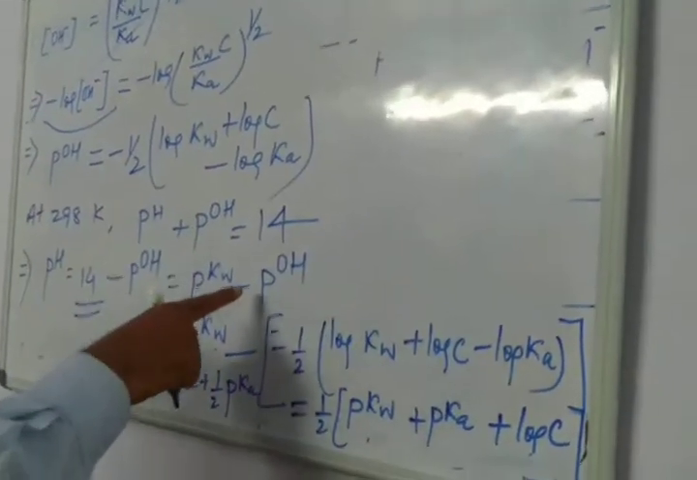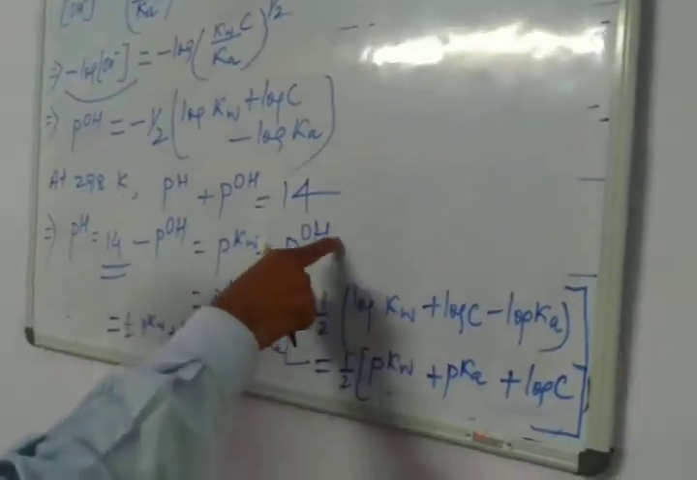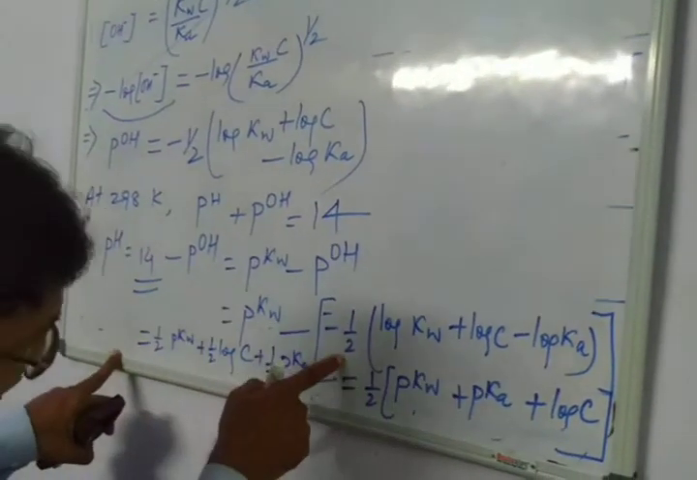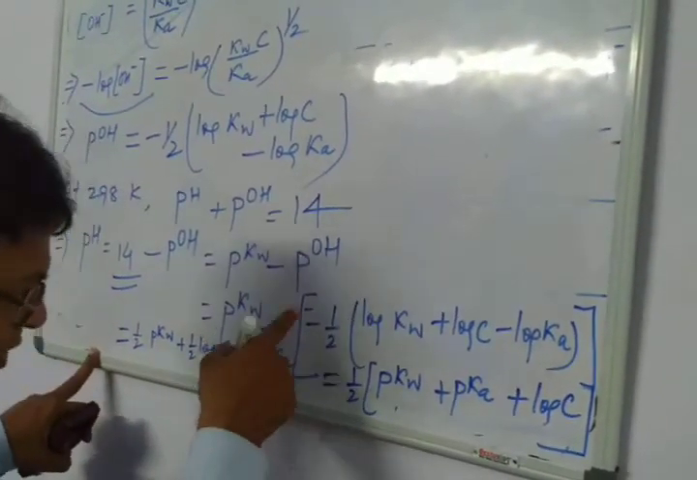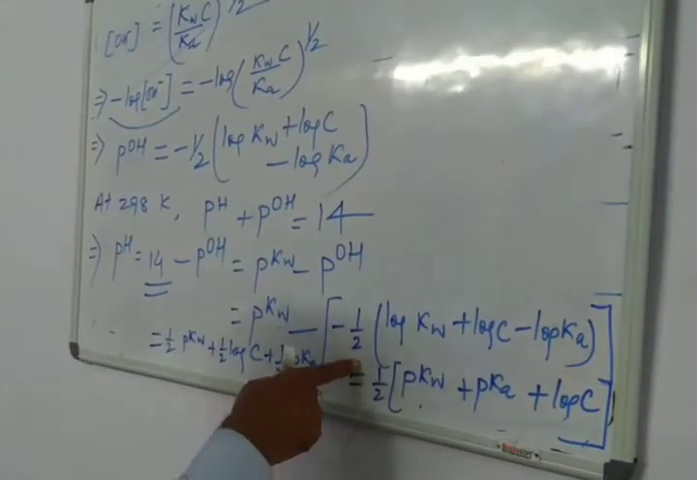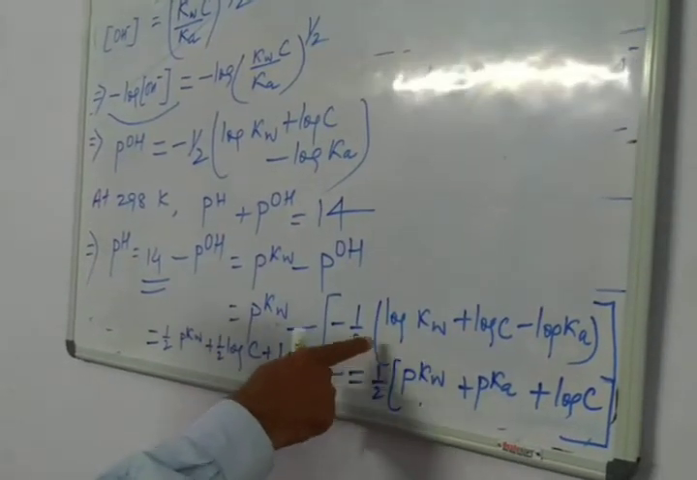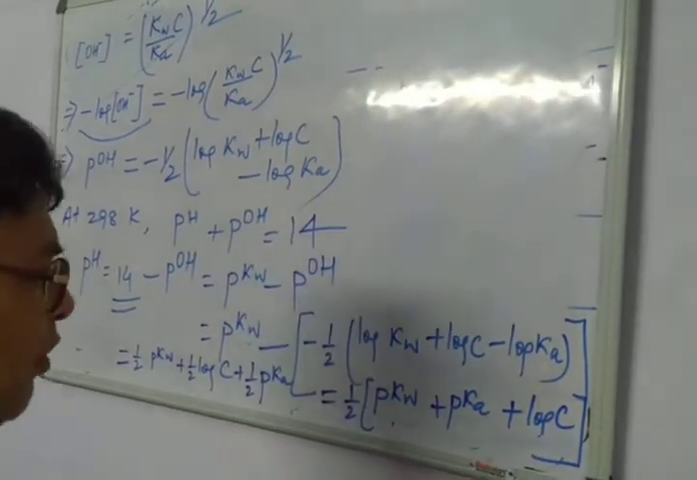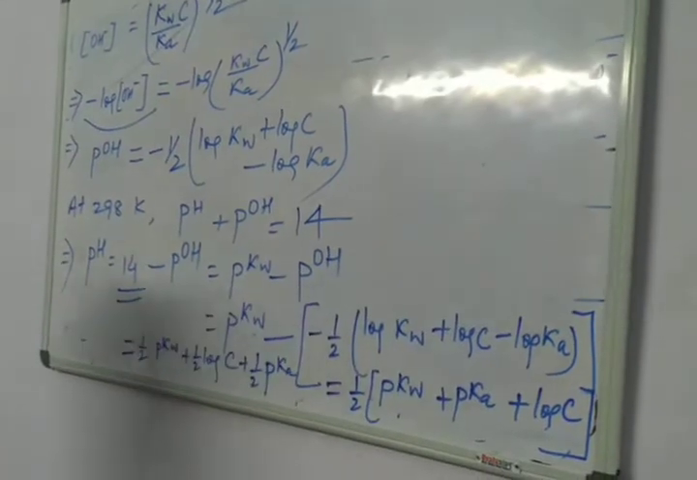Okay, now here minus POH. So POH is minus half. We are writing minus half. Okay, I was interpreting, this is not. This is minus half, and rest is okay. Log Kw, log C minus log Ka.